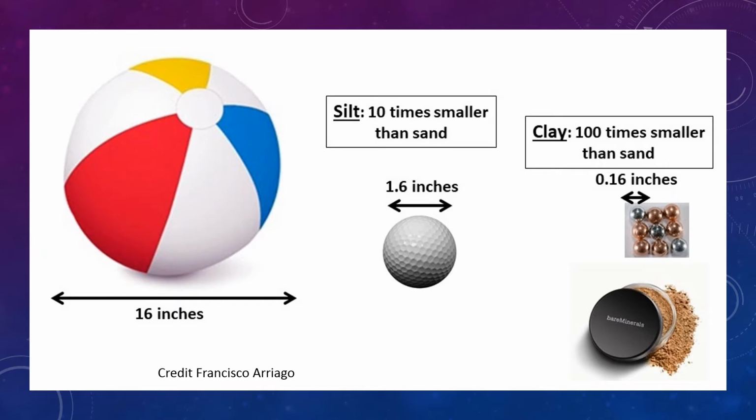And then if we look at clay as compared to sand, those are like little beads you may have seen on jewelry, and they're 1/16 of an inch. So again, a factor of 100 times smaller than sand, which is basically 2 orders of magnitude smaller. And an order of magnitude is something times 10.